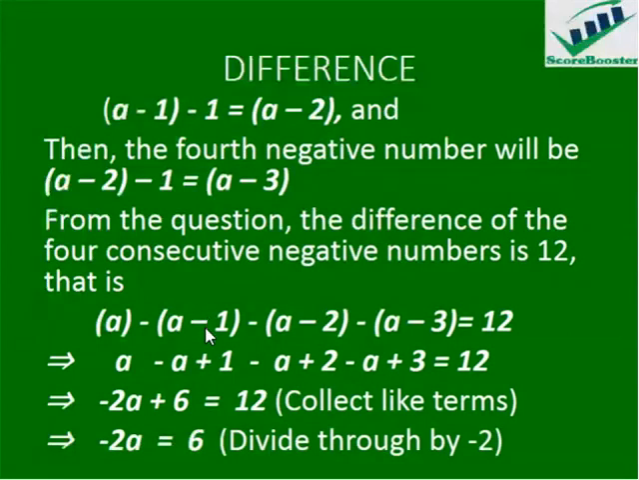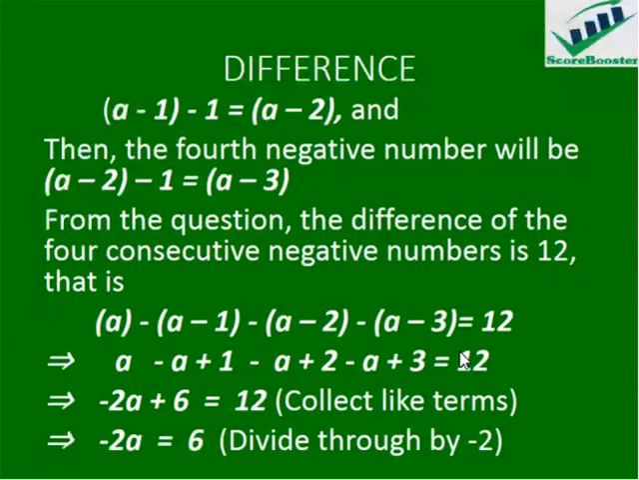Minus multiplied by minus will give plus. 1 multiplied by 1 will give 1. Minus multiplied by plus, you know we have positive a here. Minus multiplied by plus will give minus. 1 multiplied by a will give 1a, which can also be written as a. Minus multiplied by minus will give plus. 1 multiplied by 2 will give 2. Minus multiplied by plus will give minus. 1 multiplied by a to give 1a, which can be written as a. Minus multiplied by minus will give plus. 1 multiplied by 3 will give 3, equals 12.